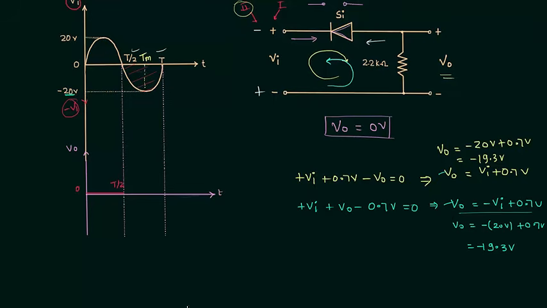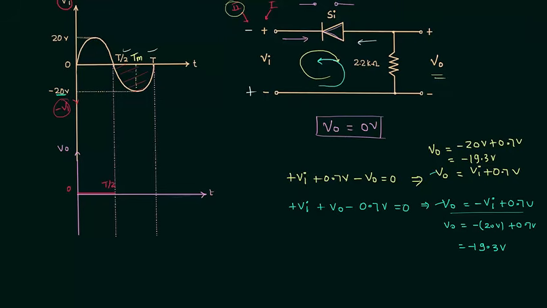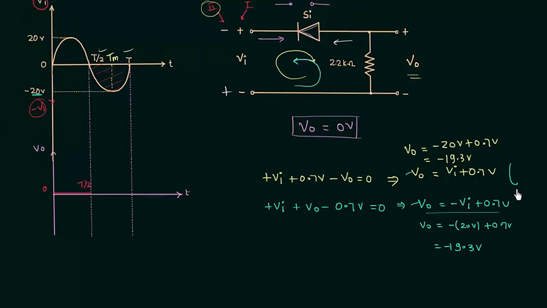But there is one constraint in using this equation. These two equations are valid only when the input voltage is greater than the barrier potential of this silicon diode, because when input voltage is smaller than the barrier potential, that is 0.7 volts, the diode will remain off and there will be no current through the load resistance and output voltage will be equal to 0.